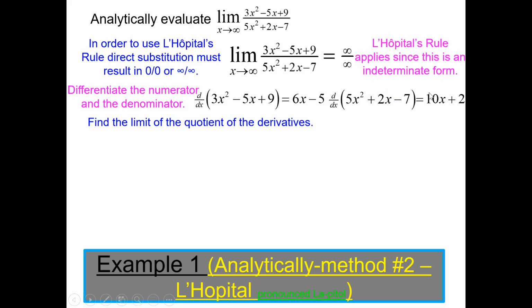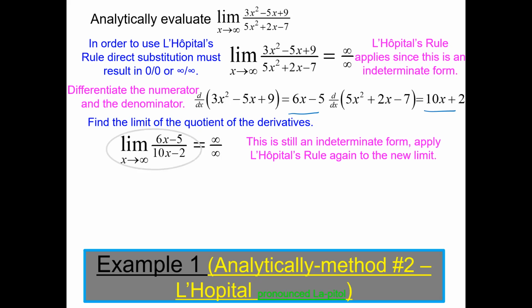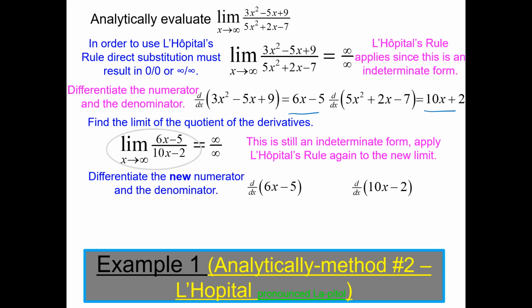Then I'm going to take these two answers, put them back into the fraction, and apply the limit again. As x approaches infinity, I still end up with 6 times infinity minus 5, which is still a really big number, and 10 times infinity plus 2, which is still infinity. So in this case, it is still indeterminate. We're going to find the derivative one more time of the new numerator and denominator. The derivative of 6x minus 5 gives me a 6, and the derivative of 10x plus 2 gives me a 10.